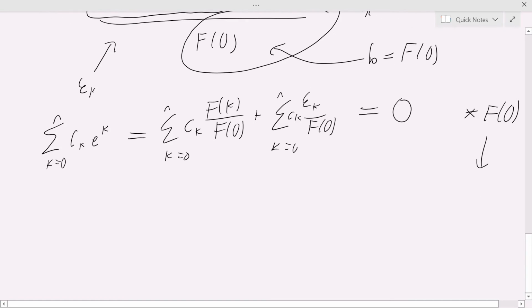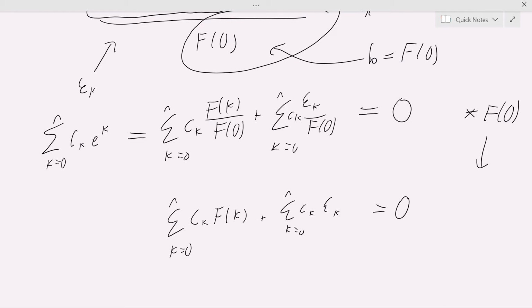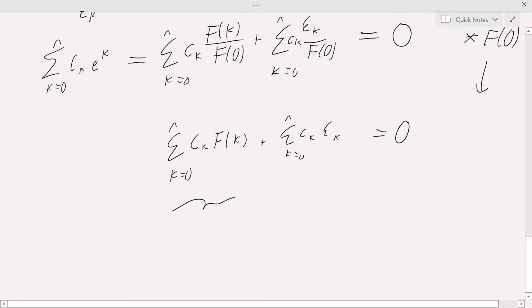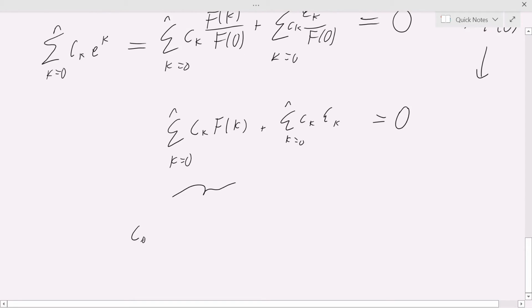Then we'll go down a step here. What we have is the sum k equals 0 to n of c sub k times f of k, plus the sum k equals 0 to n of c sub k epsilon sub k, and this is also equal to 0. Now, taking a seemingly arbitrary step here, we're going to split this sum up into two parts. This is going to be c sub 0 f of 0 plus the rest of the sum, which is k equals 1 to n of c sub k f of k. And then, of course, plus the sum k equals 0 to n of c sub k epsilon sub k, and that all equals 0.